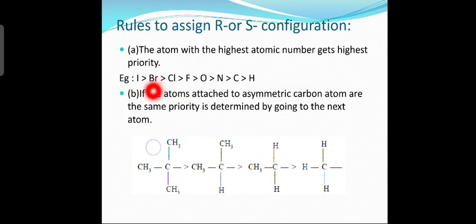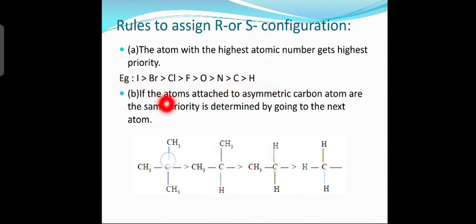Then bromine, atomic number 35, correct. So, highest priority for highest atomic number. Next comes bromine 35. Next comes chlorine. What is the atomic number of chlorine? 17. Next comes fluorine. What is the atomic number? 9. Next oxygen 8, and then nitrogen 7, then carbon 6, and then hydrogen 1. Hydrogen is the least. So, this is the priority given: highest atomic number, highest priority; least atomic number, least priority.